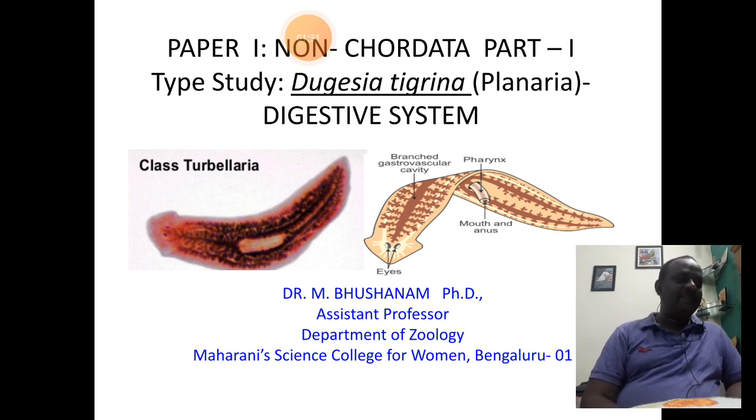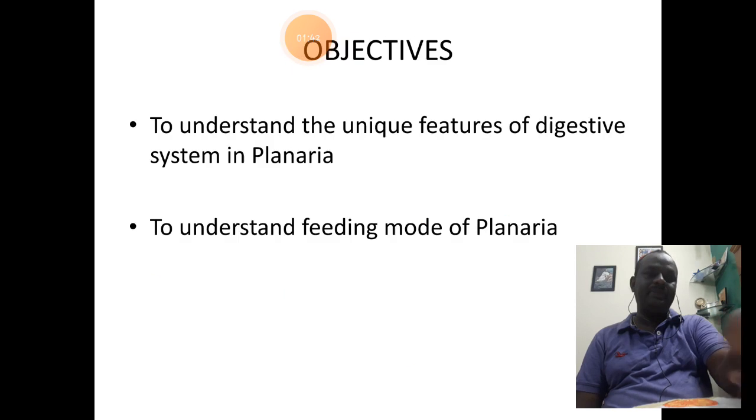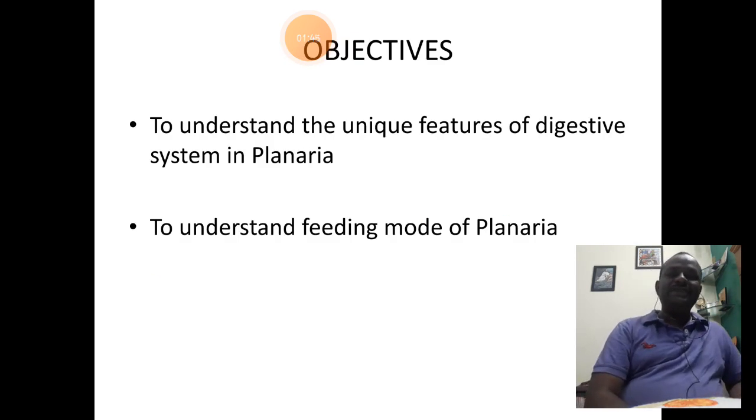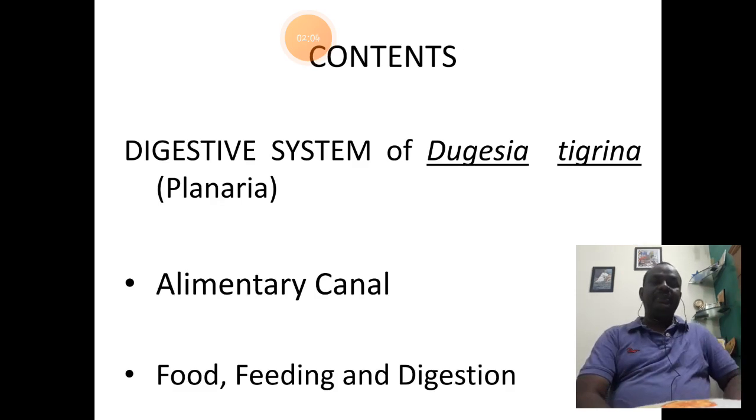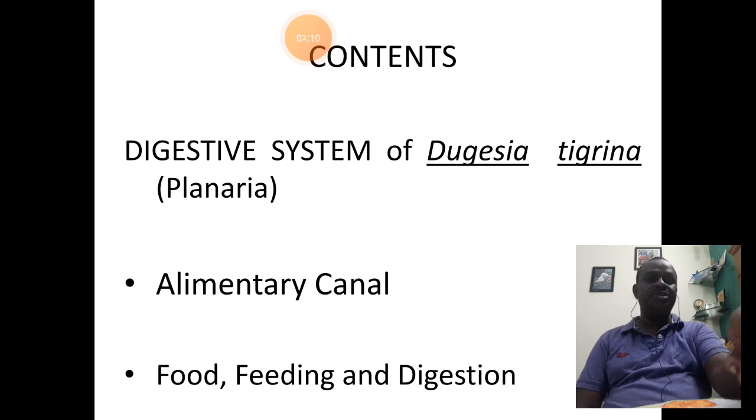Now we shall understand the alimentary canal and the feeding and digestion process of food by the Planaria organism. Objectives of the study include the features or parts of the digestive system of Planaria. The second important feature that we are going to understand under our objective is the feeding mode of Planaria. The content includes study of the alimentary canal and physiology of digestion.